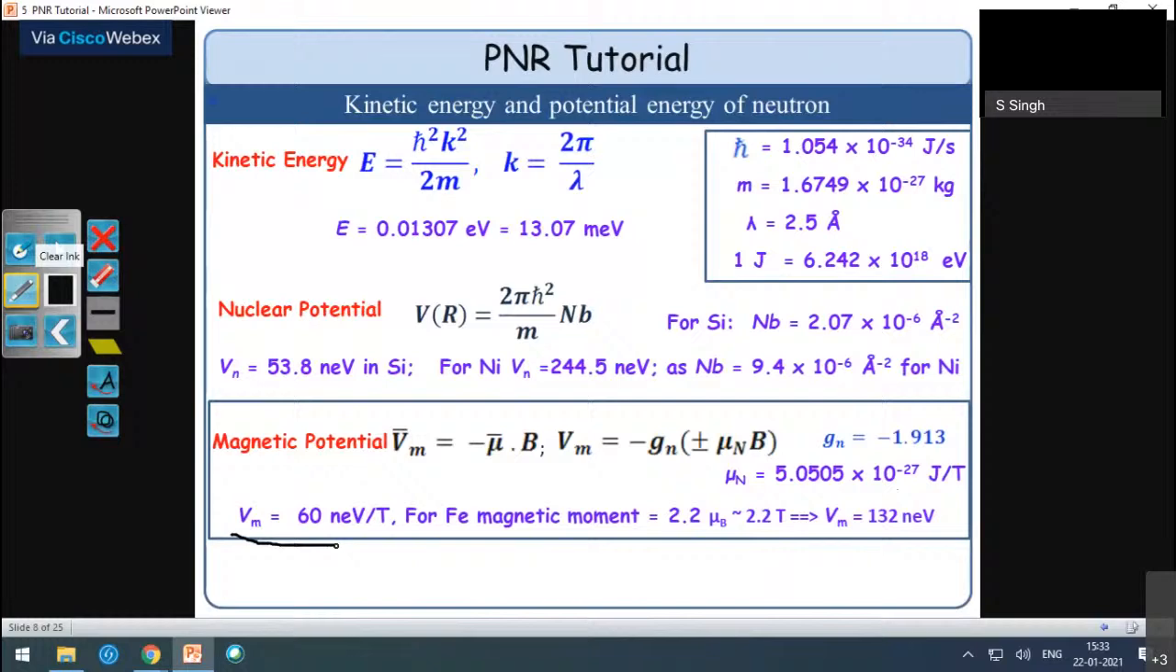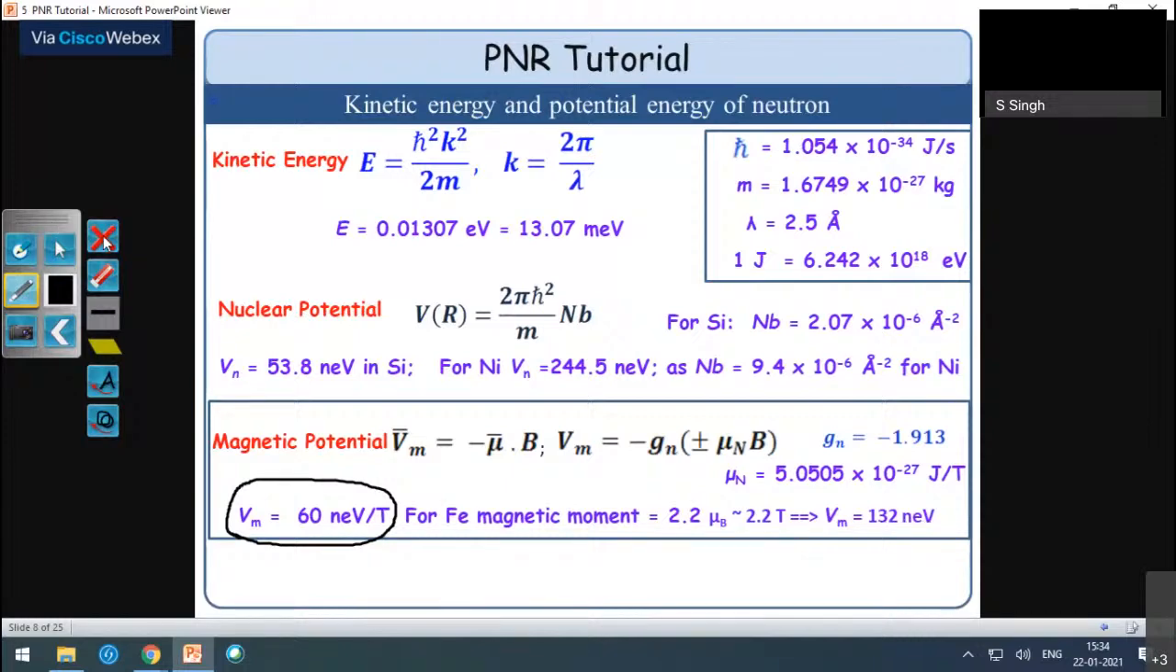So typically we get this relation. If we don't know the magnetic induction field B in the medium, then this is the relation. Calculating this mu n value in nano electron volt, it becomes 60 nano electron volt per tesla. And if you multiply by 2.2, it becomes 132 nano electron volt. So the magnetic potential for a thermal neutron in an iron medium is 132 nano electron volt.